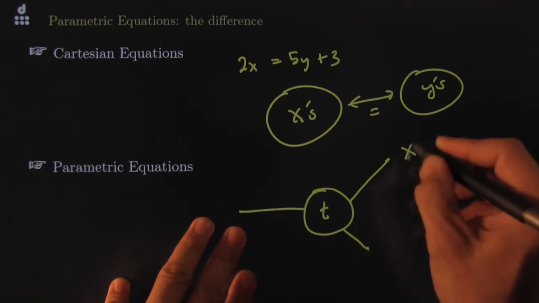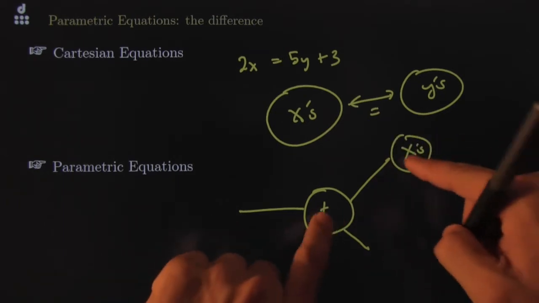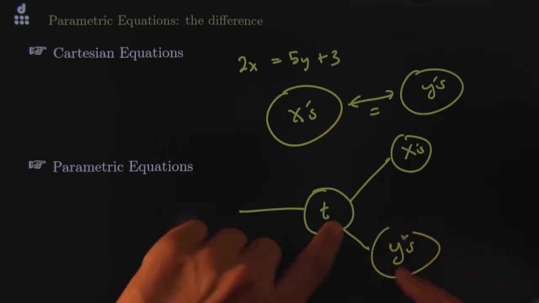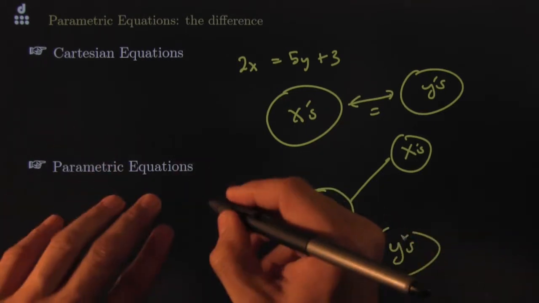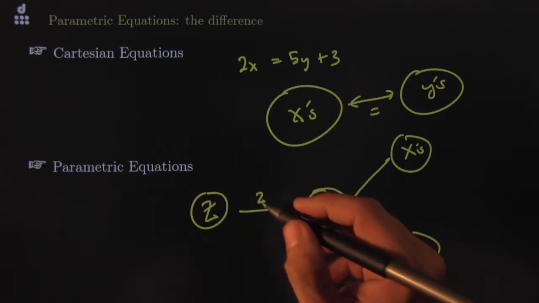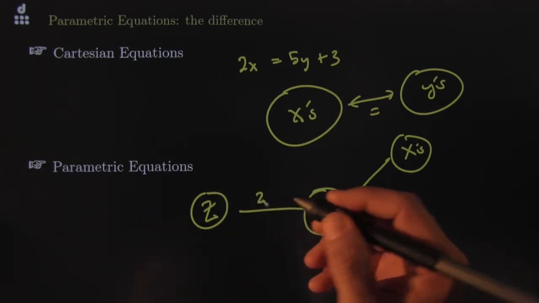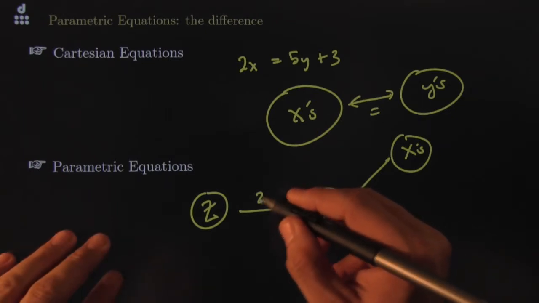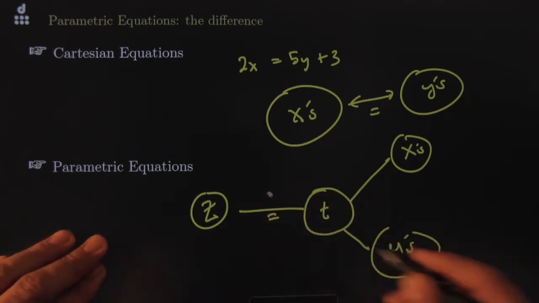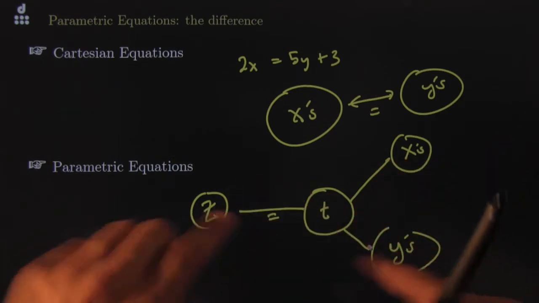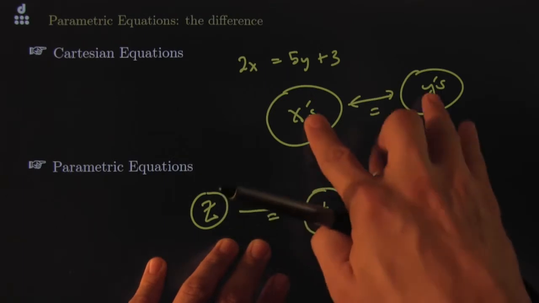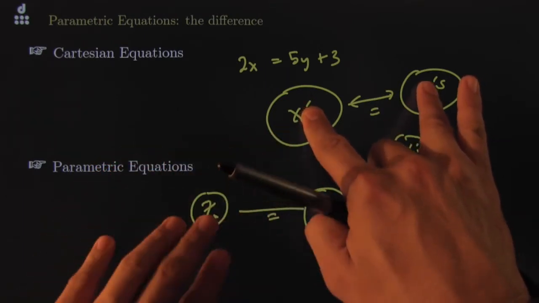For example, you might have an equation that has x's. This equation would have x's and t's. You might have another equation that has y's. This equation has y's and t's, and so on and so forth. You could have as many as you want. You could have z's. You could have x's, y's, z's, as many as you want, and in some sense it's a much more powerful way of looking at things than the Cartesian way.